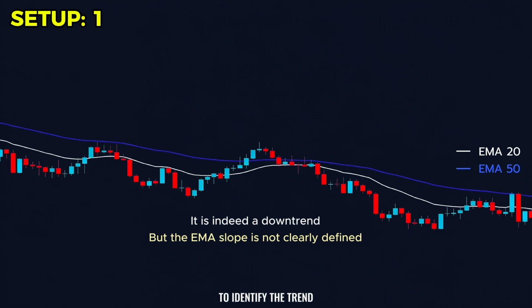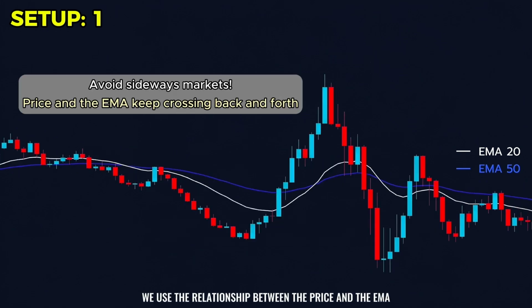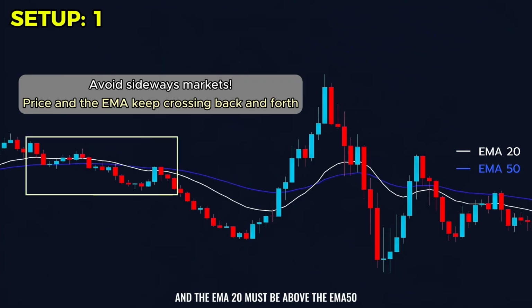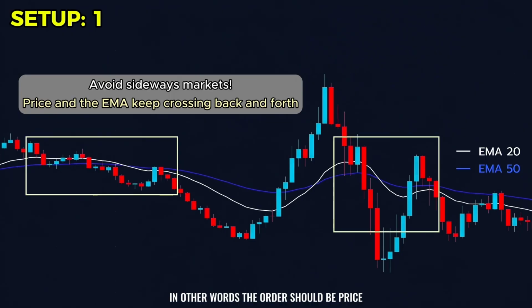To identify the trend, we use the relationship between the price and the EMA lines. For an uptrend, the price must be above the EMA 20, and the EMA 20 must be above the EMA 50. In other words, the order should be price, EMA 20, EMA 50.